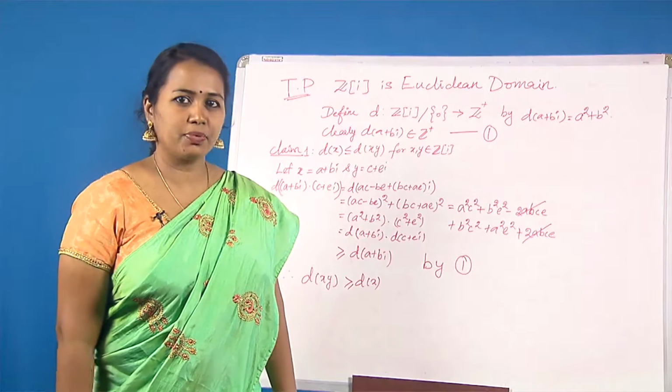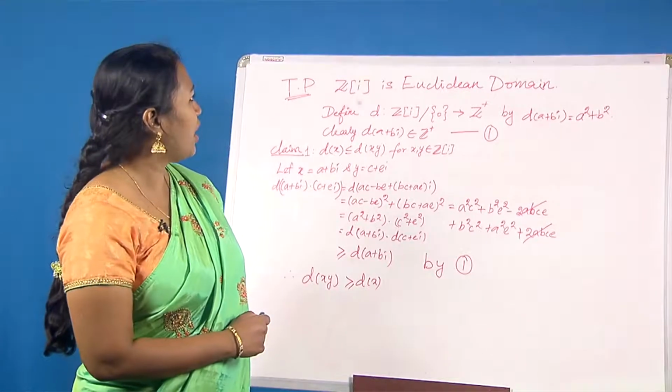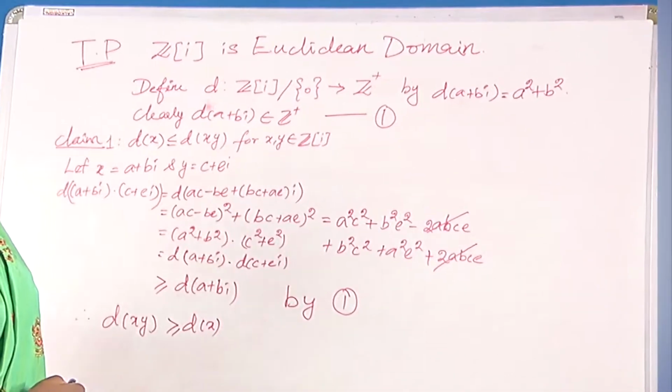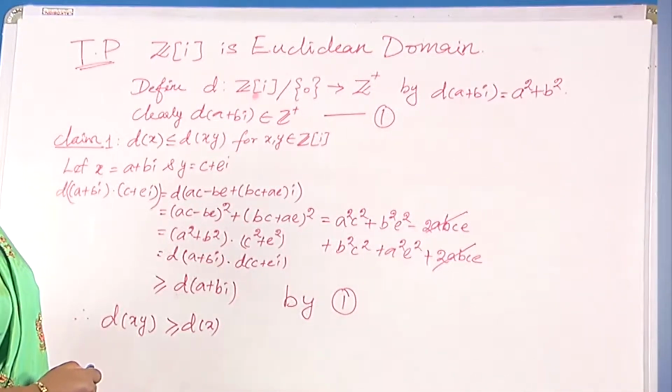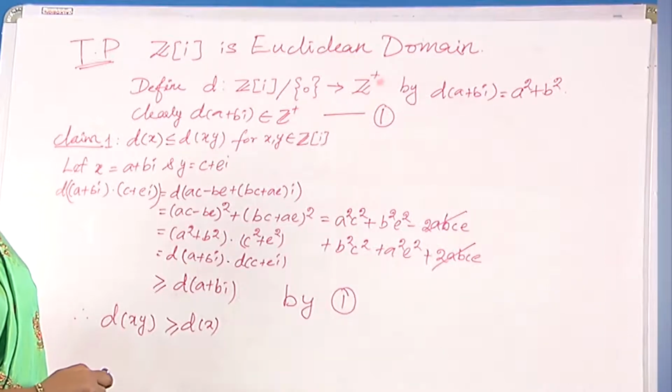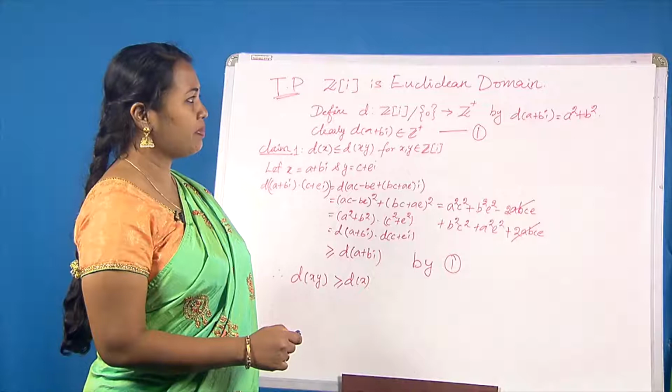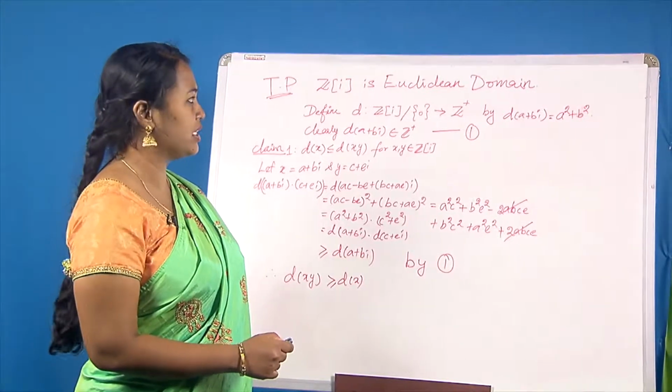Now, we shall see the proof of this theorem. We now have to prove that Z[i] is a Euclidean domain. The function d has already been defined: d from Z[i] minus {0} to Z+ has been defined as d(a + bi) equal to a^2 + b^2. This is given already in the statement.